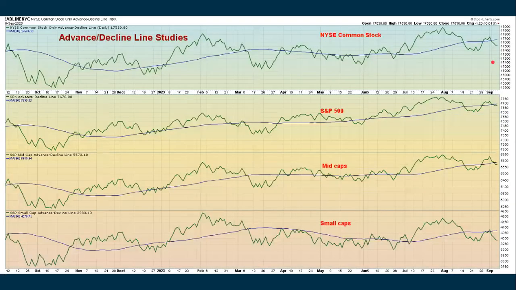We look at the S&P and other stocks. First, we look at the advanced decline line studies for the NYSE, where they're showing some weakness. We're dropping below the moving average with the S&P, the mid caps, and the small caps are continuing to show more weakness than the other indexes.